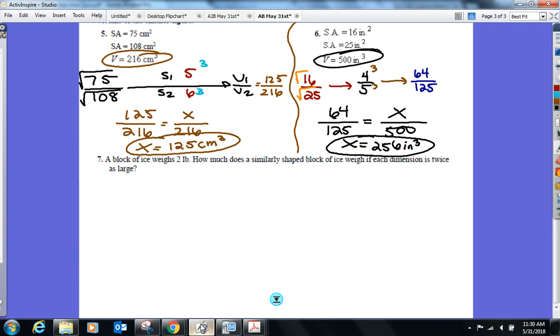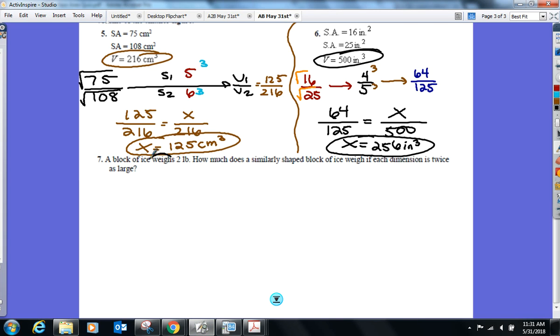All right, let's finish this up strong. You have a block of ice that weighs 2 pounds. How much does a similarly shaped block of ice weigh if its dimensions are twice as large? A lot of people just say, boom, 4 pounds, I'm done. I just doubled everything. It's not how that one works.